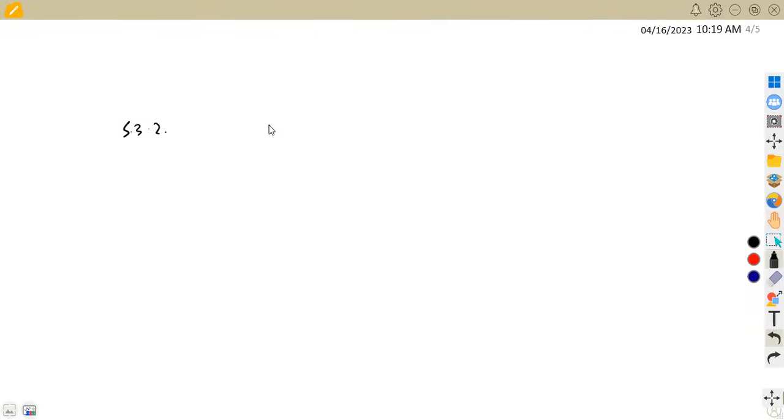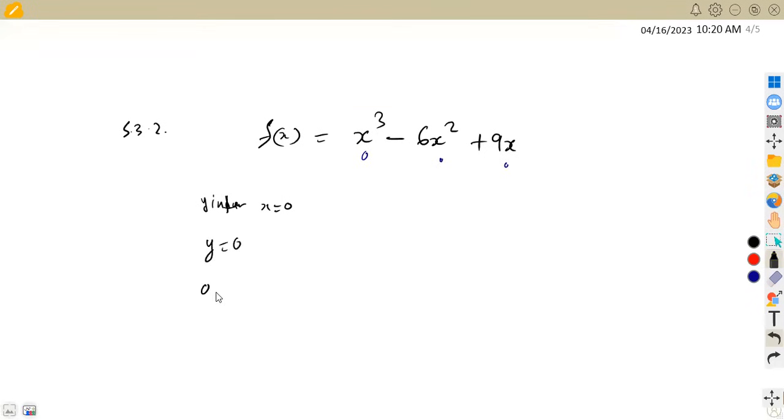So remember, our f of x was given as x cubed minus 6x squared plus 9x. Okay, so for the y-intercept, we know that this is on a condition where x is equal to 0. So when x is equal to 0 here, that's a 0 here, a 0, a 0. So which means y is also equal to 0. So the y-intercept is y equal to 0. So it's passing through the origin.